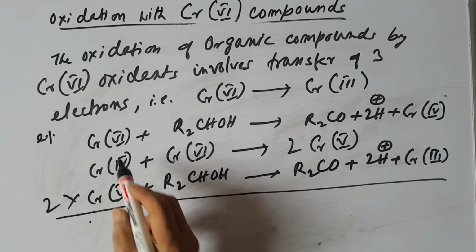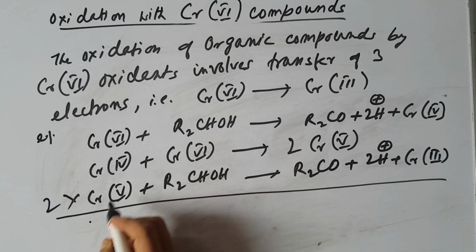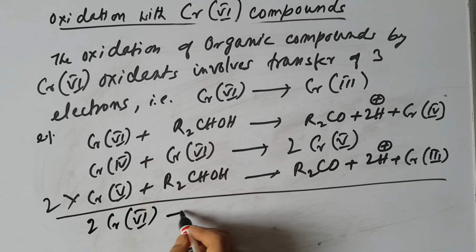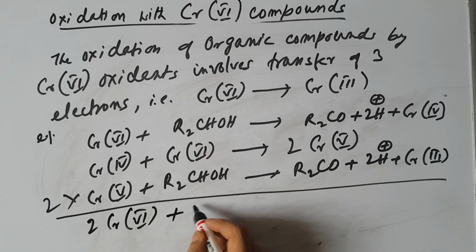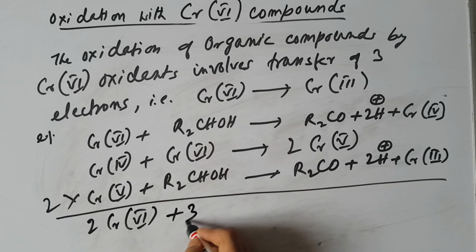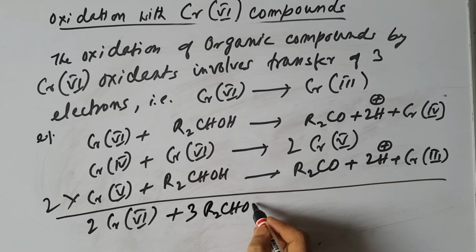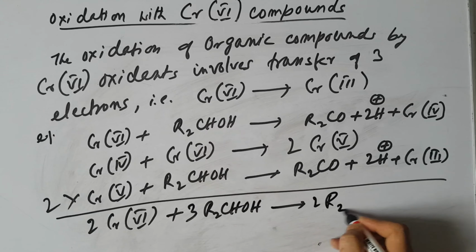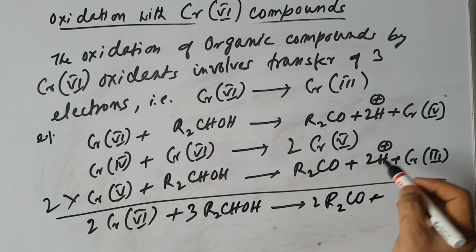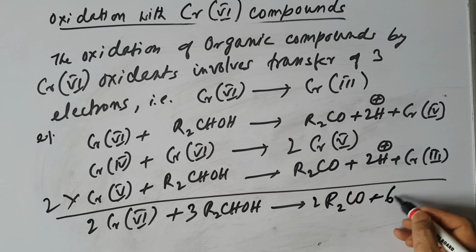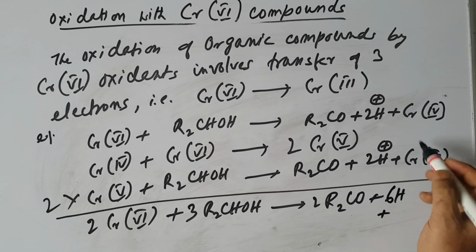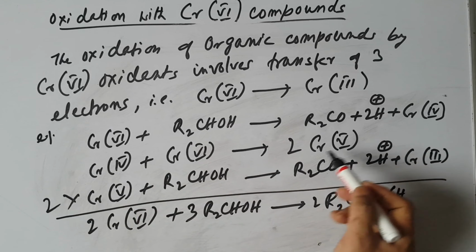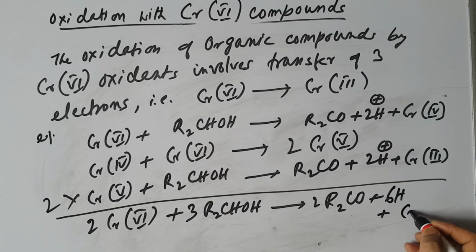So we have chromium 6 here, 2 chromium 6 are here, 2 Cr6 are here, plus this alcohol is 3, 2, 1, and 3 R2CHOH, and here also similarly 2, 1, 2 ketones, and here 4 plus 6 is plus, then chromium, we balance this one, and this one, and then finally we have chromium 3.